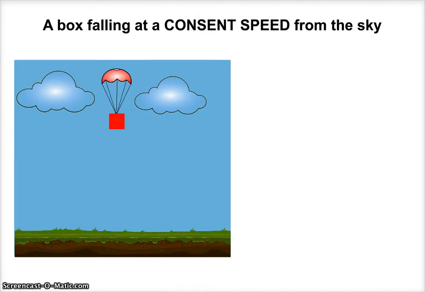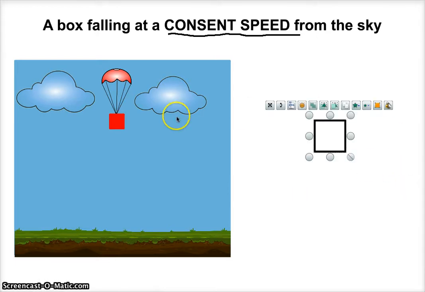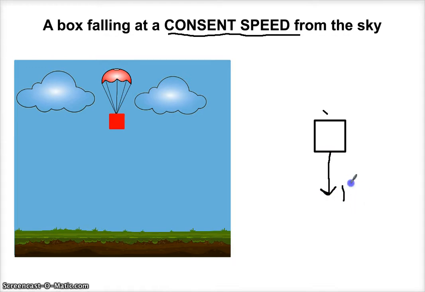Okay, so let's look at our box with a parachute situation again. This time we have a box falling at a constant speed. So this situation is going to be slightly different. So let's bring in our box again. We've got our box to represent our system here. And we're going to draw two arrows, and you guessed it, the first arrow is going to be the force of gravity.